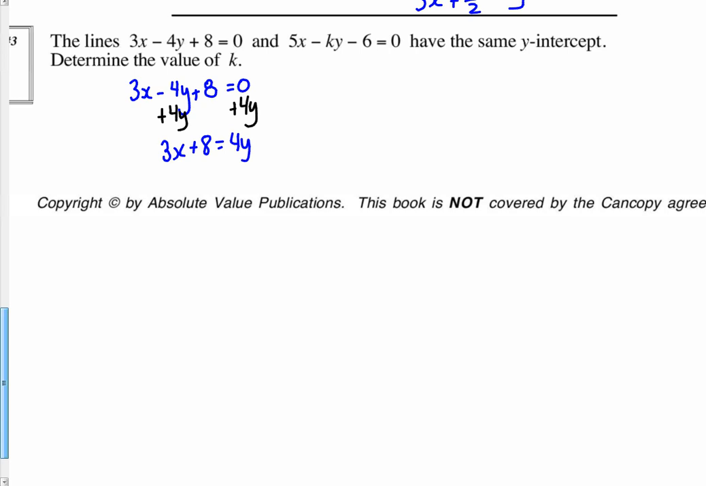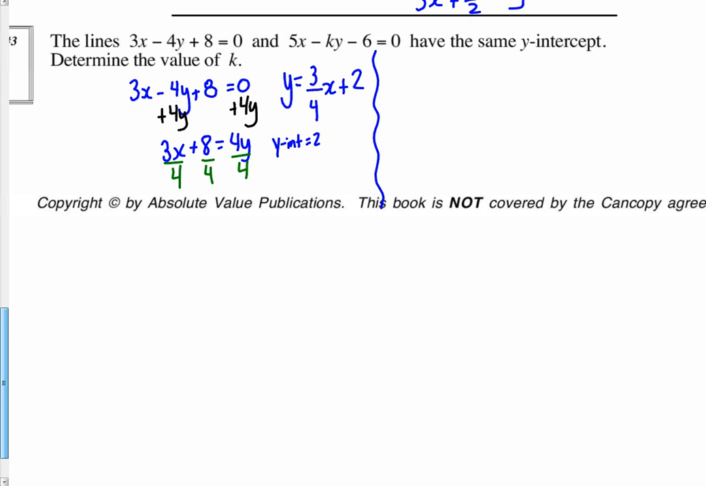And then divide everything by 4. Okay. So that gives me y equals 3 over 4x plus 2. Okay, that's the first equation. So they both have a y-intercept of what? 2.